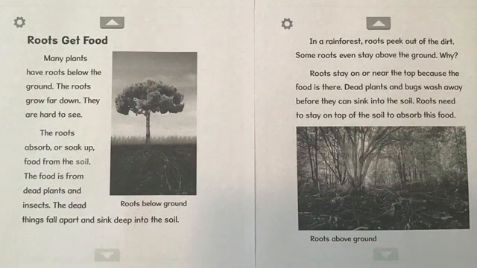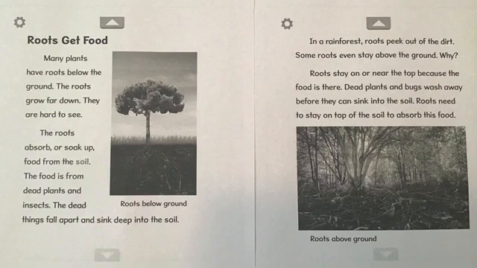Roots get food. Many plants have roots below the ground. The roots grow far down. They are hard to see. The roots absorb or soak up food from the soil. The food is from dead plants and insects. The dead things fall apart and sink deep into the soil. We see a photograph of roots below the ground.